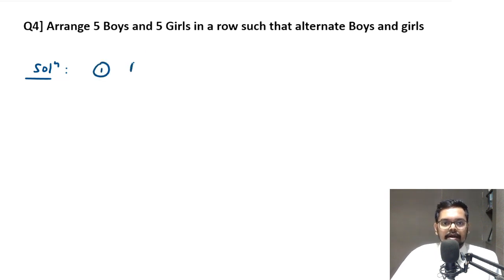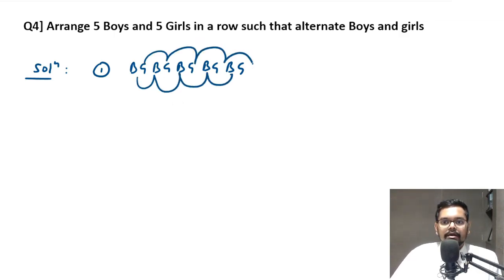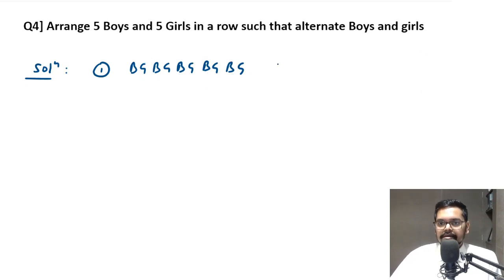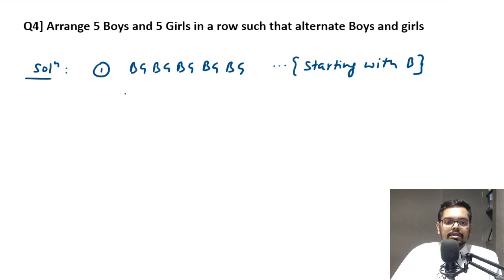Okay. So starting with boy, then we have girl, BG, BG, BG and BG, right? So 5 pairs would be there because 5 boys and 5 girls. You can see 1, 2, 3, 4, 5. 5 boys, 5 girls. They are alternate. Okay. So this is a right sequence where we are starting with boy first. Now the same thing you can start with the girl first.